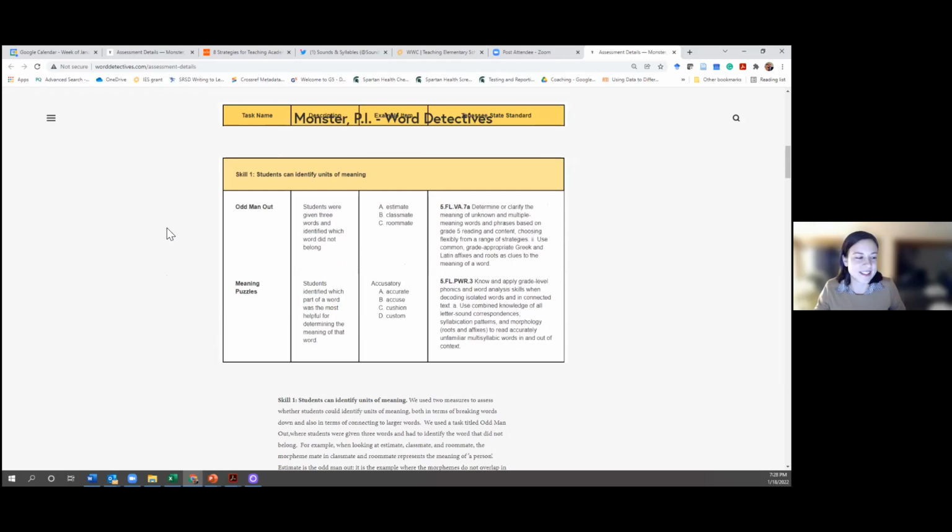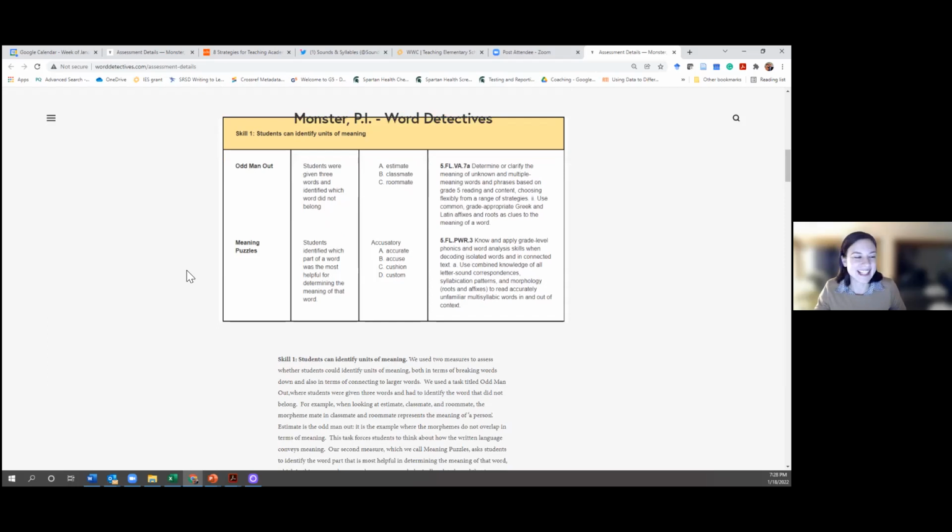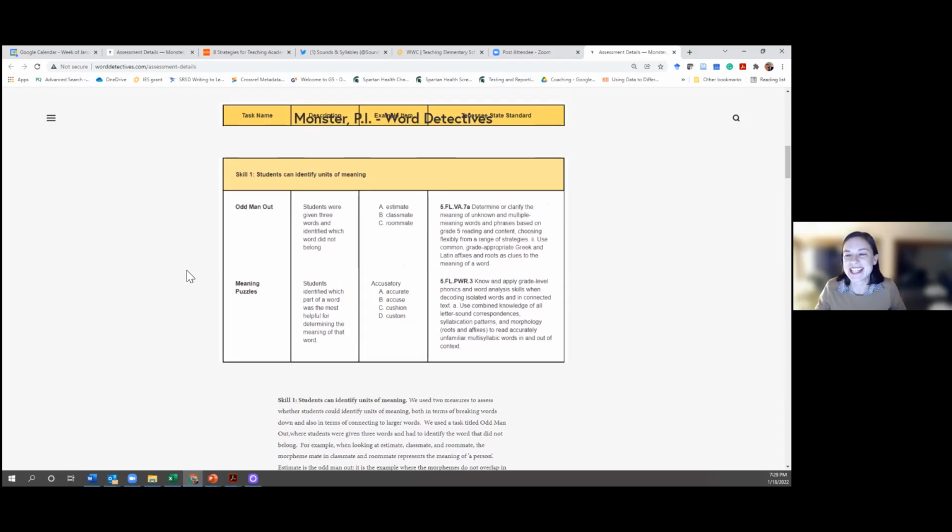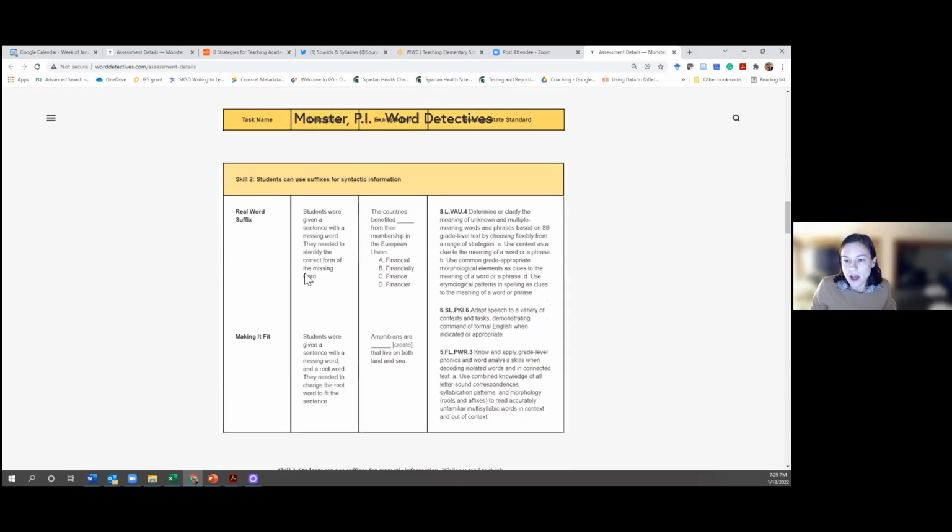Everybody's probably just been lulled to sleep by my voice. That is fine. Yes, thanks, Amy. Estimate. That is the word that's even pronounced differently, estimate versus classmate, right? So that kind of gets at, are the students noticing these morphemes and what they mean?